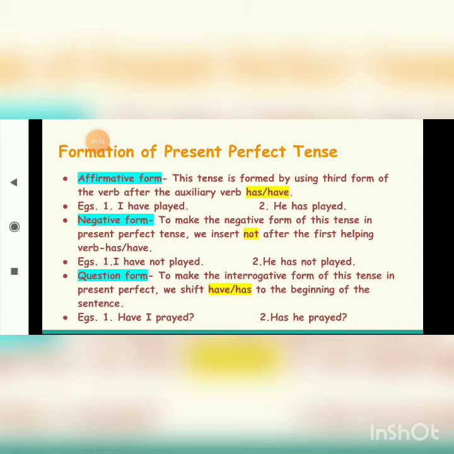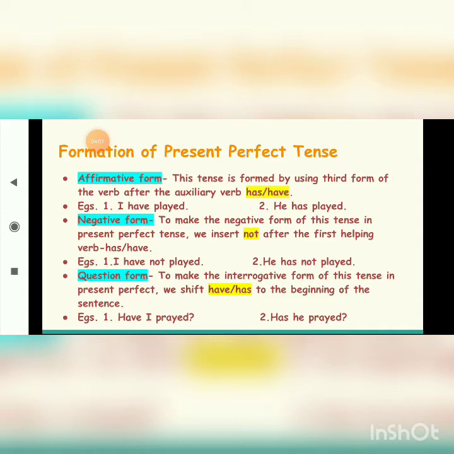How to make it into a negative now? To make the negative form of this tense in present perfect tense, we insert not after the first helping verb has or have. Okay, so if you want to make the negative form of this tense, what do we need to insert? We need to insert the word not after the first helping verb, that is has or have. So how will the sentence become? I have not played, he has not played.